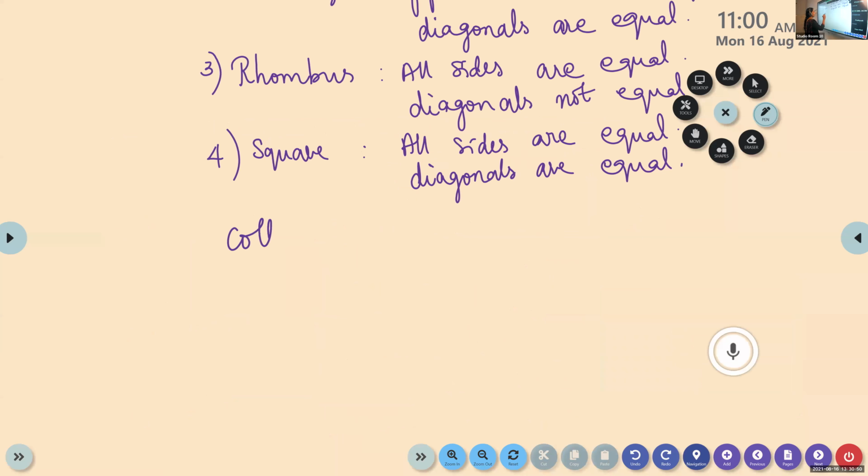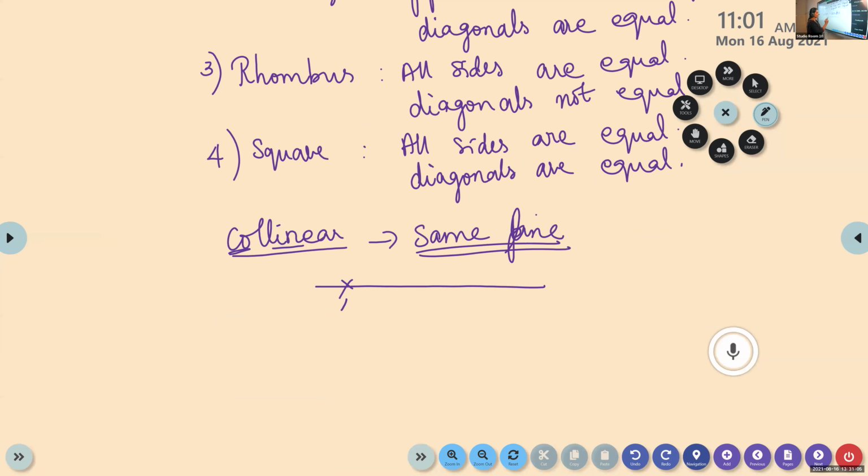Note down one more point. Collinear. What is meant by collinear? Collinear means they lie on the same line. Three or more points are said to be collinear if they lie on the same line. Suppose A, B, C are collinear. So what happens if you add the distance AB and the distance BC? AB plus BC is equal to AC.